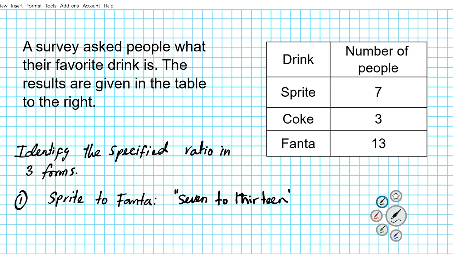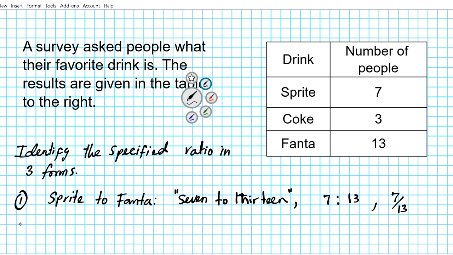Now let's write it in standard form. If you want to write this in standard form, it's 7 colon 13. And if you want to write this in fraction form, it's 7. Remember, the number that comes first goes in the numerator, over 13. The second number goes in the denominator position.